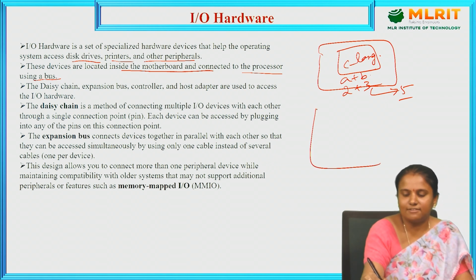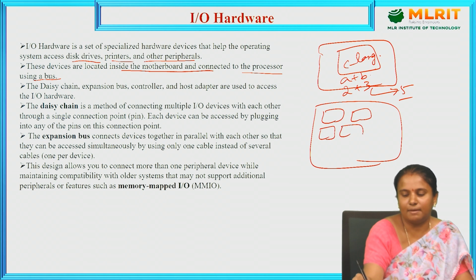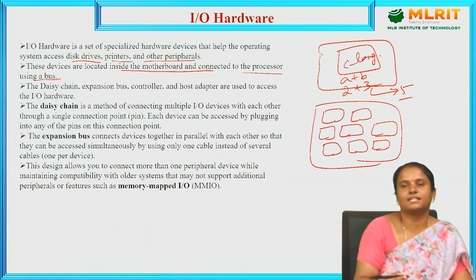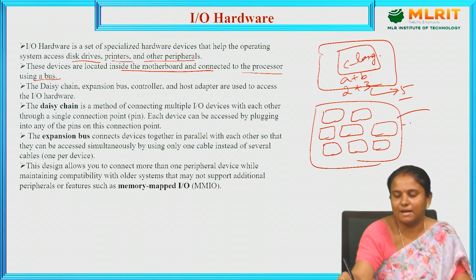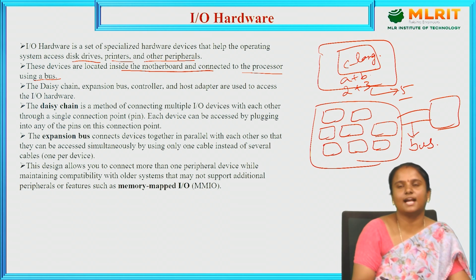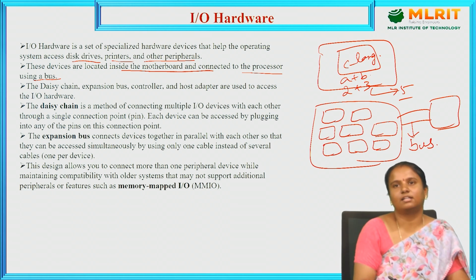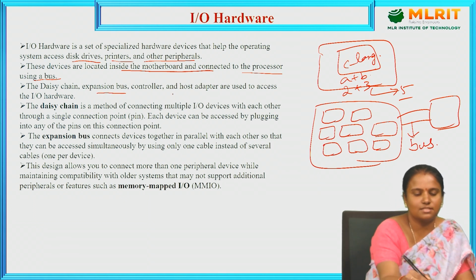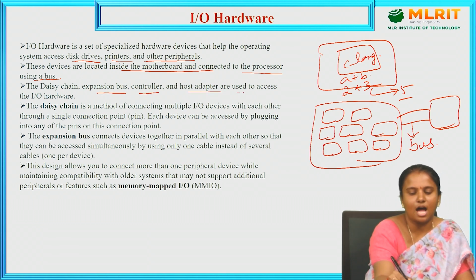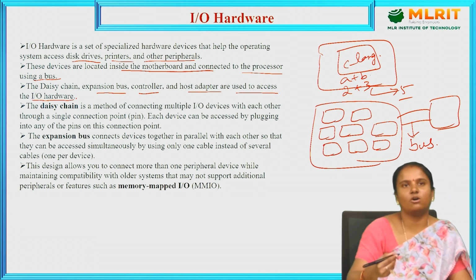All these devices, whether disk drives, peripheral devices or other hard drives, are present inside the motherboard and are connected to the processor by using a connection called a bus. A bus is a connection that can connect input-output devices. The daisy chain, expansion bus, controller and host adapter are used to access the input-output hardware.